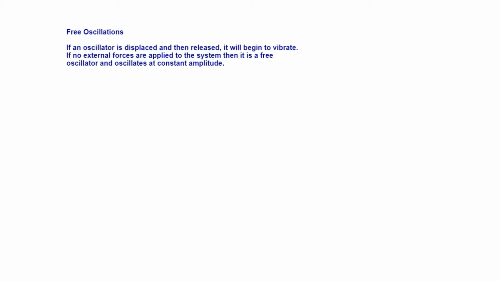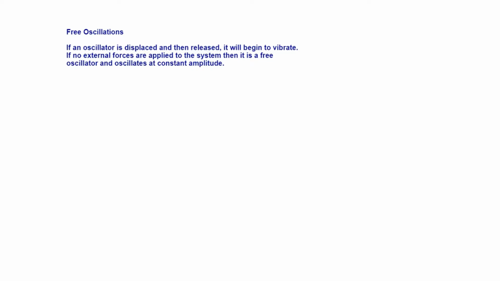Okay, so the first definition you need to know is what's meant by a free oscillation. Very simply, if you displace an oscillator and release it, then it is left to its own devices and will oscillate. There's no external force messing it around, and it just does what it would naturally do. If an oscillator is displaced and then released, it will begin to vibrate. If no external forces are applied, then it is a free oscillator.